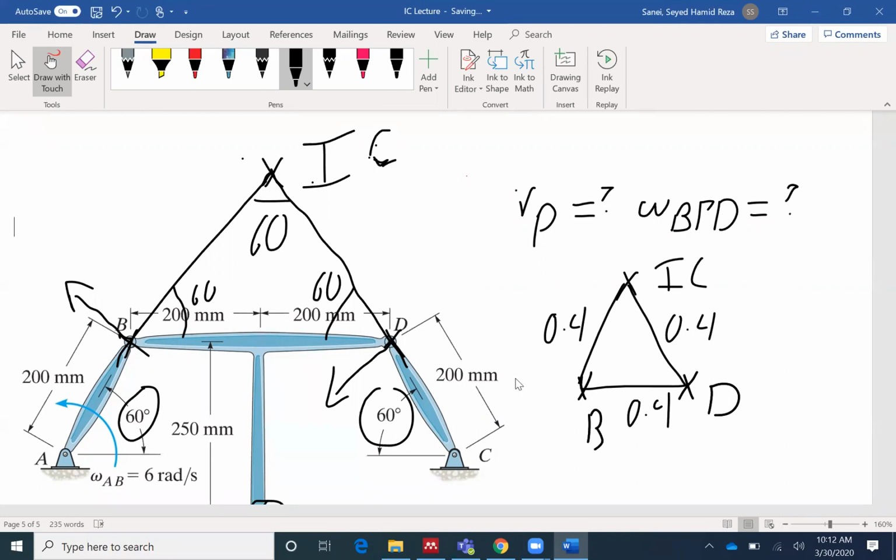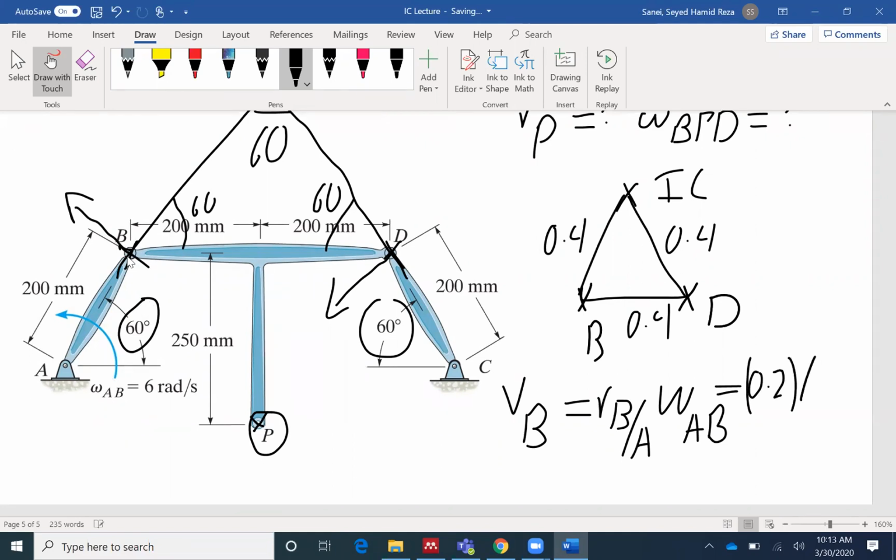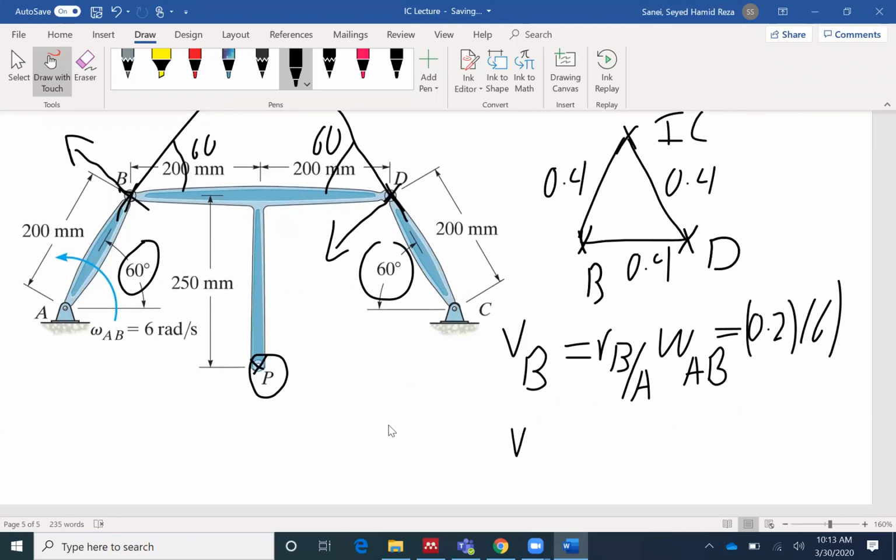We talked about the common points between the members, which are very helpful for finding the unknown. Here, based on the known omega, which is omega AB, and the dimension, I can find the velocity at B. So VB is simply r from A to B times omega AB. That would be 0.2 times 6, which gives me the velocity at B of 1.2 meter per second.